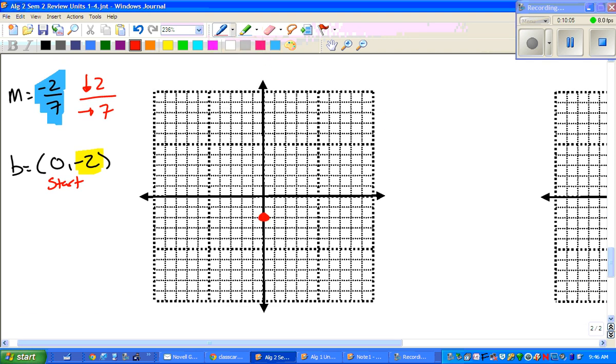So I'm going to start at -2, and I'm going to go down 2, then 1, 2, 3, 4, 5, 6, 7 to the right. Okay? And now while we can't go down and to the right anymore, we can do the exact opposite because we want to draw as many points as we can. So we go up 2, left 7, up 2, left 7, and we've got our points. And the last thing we need to do is draw a nice straight line and make sure to add your arrows. Okay.